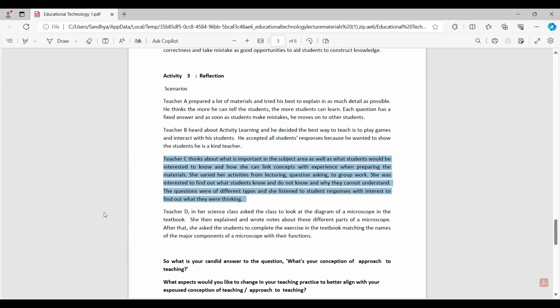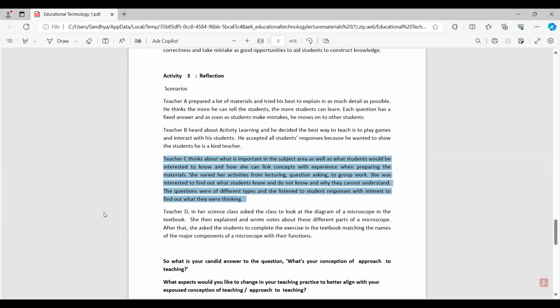Can you read? Teacher C thinks about what is important in the subject area as well as what students would be interested to know and how she can link concepts with experience when preparing the materials. She varied her activities from lecturing, questioning to group work. She was interested to find out what students know and do not know and why they cannot understand. The questions were of different types, and she listened to students' responses with interest to find out what they were thinking.